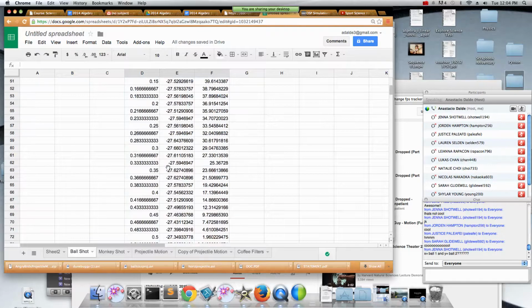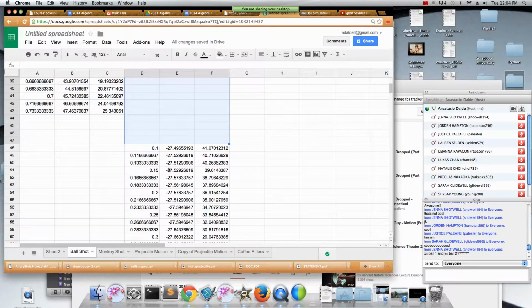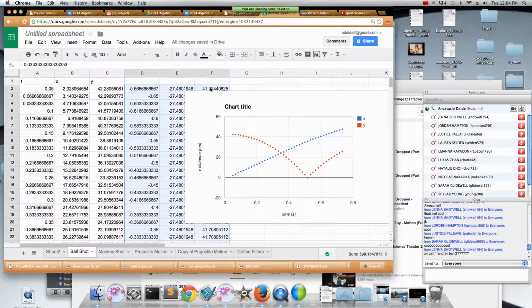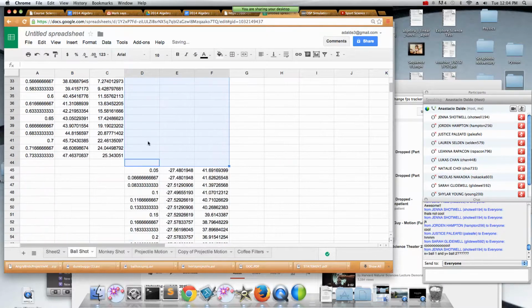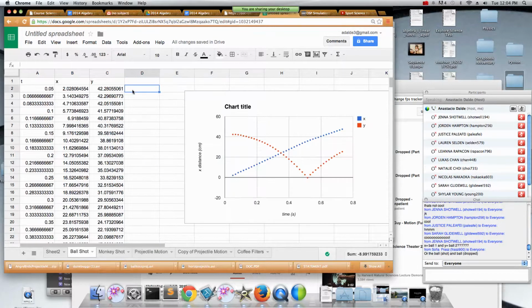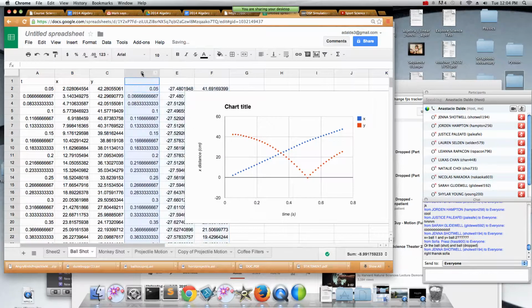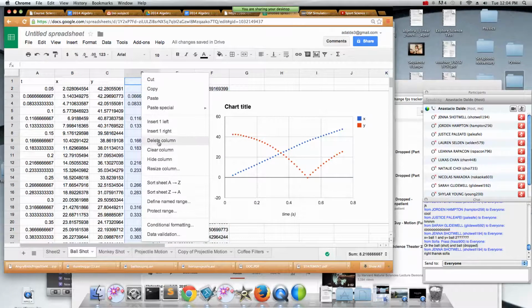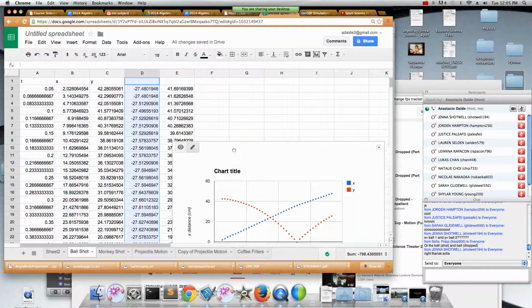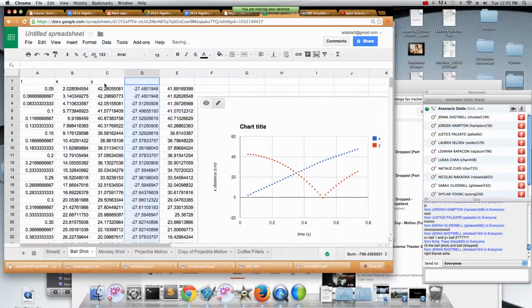Wait, okay. I don't want to delete all of that data. I want to delete this much data up here. All I did was delete the data that was repeated. All right, cool. I'm going to delete this column. Okay, so this right here. I'm going to relabel the columns.